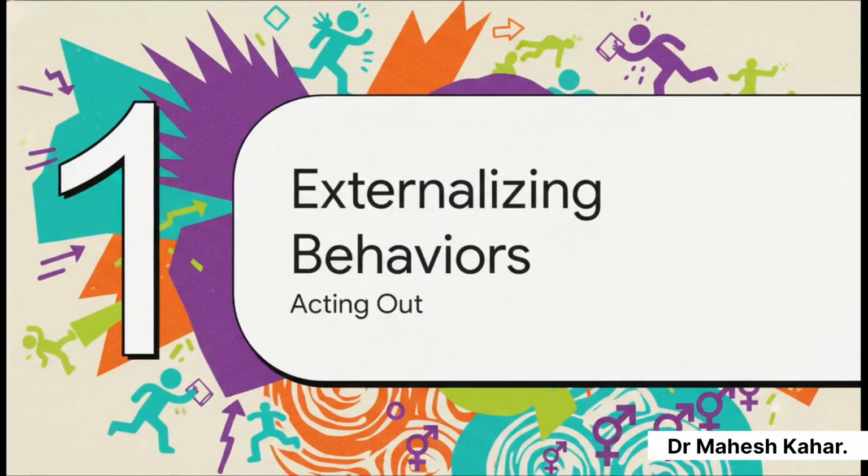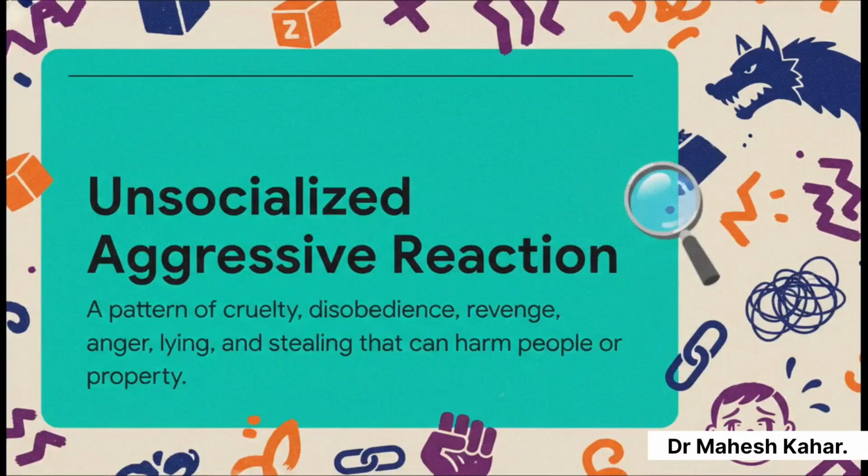So first up, let's look at what are called externalizing behaviors. Basically, these are the disorders that show up as outward actions, the stuff you can clearly see. And believe me, the pattern becomes obvious almost immediately. Take the unsocialized aggressive reaction. It sounds like a mouthful, but it just covers a pattern of behavior like cruelty, being disobedient, and acting out in revenge.